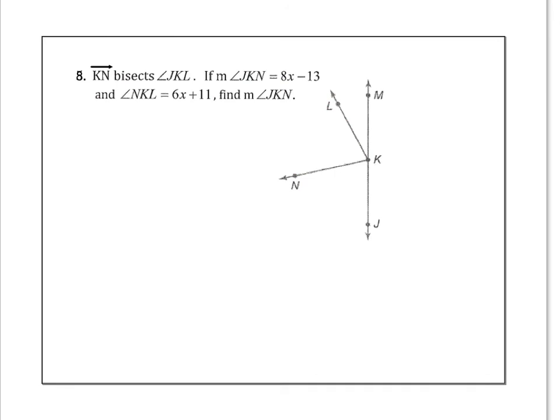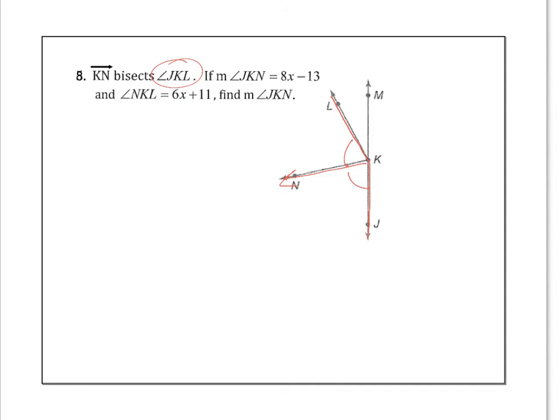Let's try number 8. Ray KN bisects angle JKL. All right, let's look at the picture. Find angle JKL. I'm going to outline it here, JKL. Now that gets bisected by ray KN. So start at K, go out through N. Aha, this part and this part must be congruent. Go ahead and put those little curves in there. All right, now let's mark what we know.